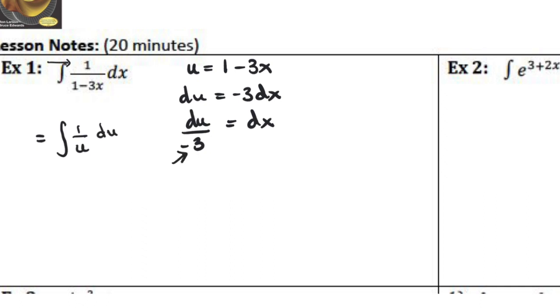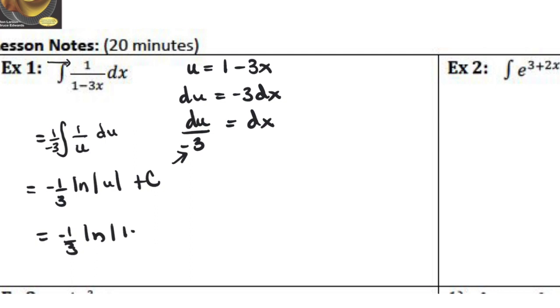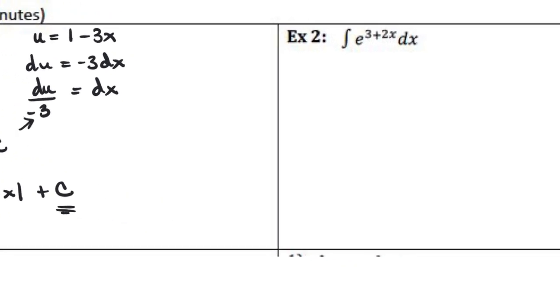So once we do our substitution with the antiderivative 1 over u du, notice that we have a du over -3. So I'm going to factor out that -1/3. We're left with -1/3 natural log absolute value of u plus c. Now, of course, your problem is not complete unless you fill in your u value as the absolute value of 1 minus 3x plus c, because you want to be infinitely correct.